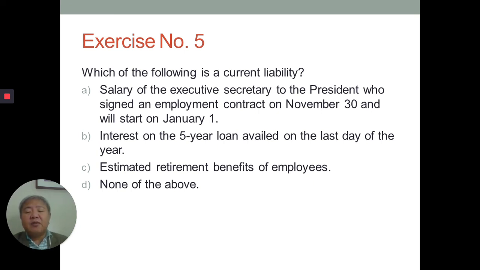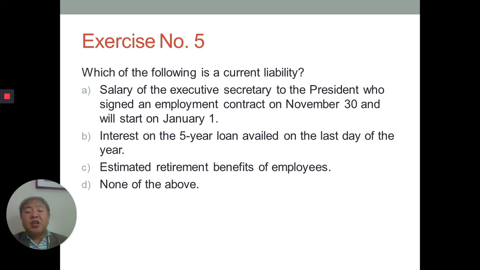Number 5, which of the following is a current liability? Salary of the executive secretary to the president who signed an employment contract on November 30 and will start on January 1. Is that a current liability? The answer is, it is not yet a current liability because though the employment contract was signed on November 30, the executive secretary will start rendering the service the following year, January 1. So as of December 31st, there's no obligation to be recognized in the books of accounts.